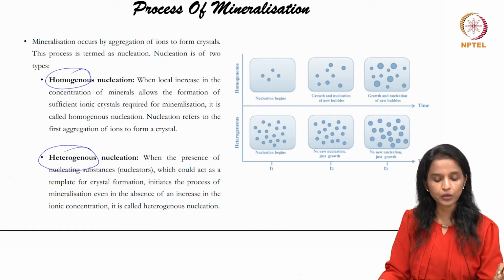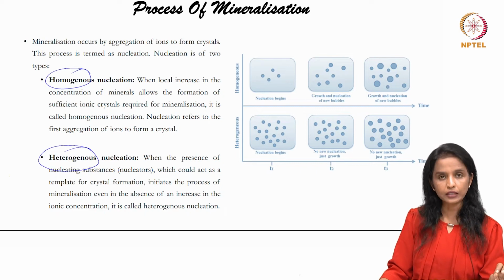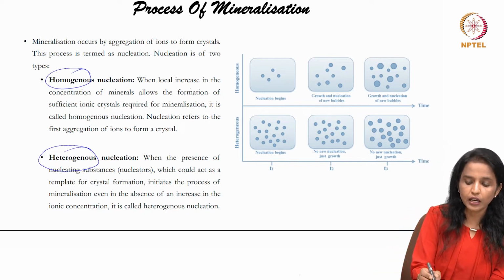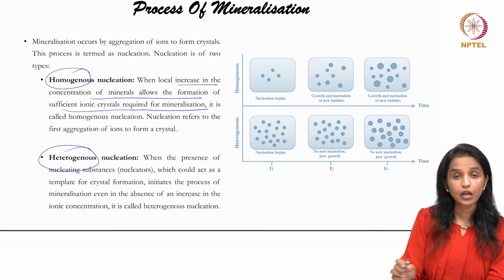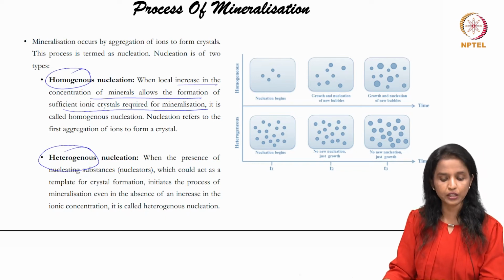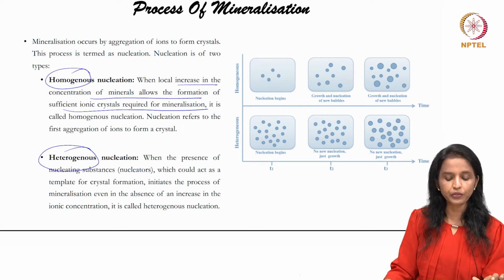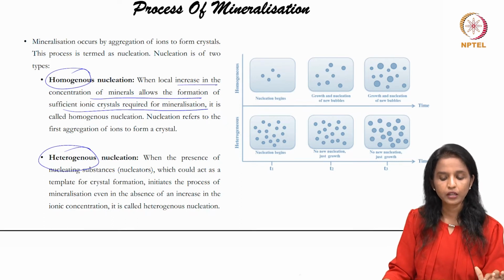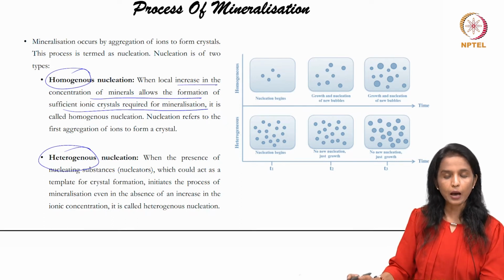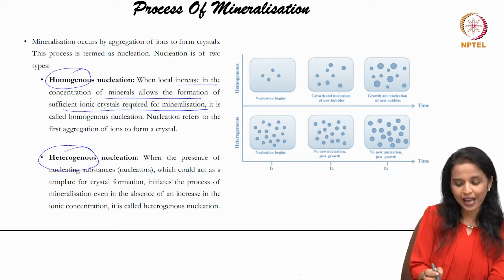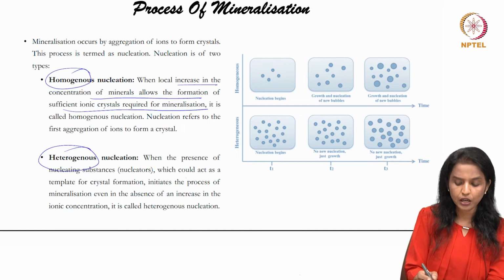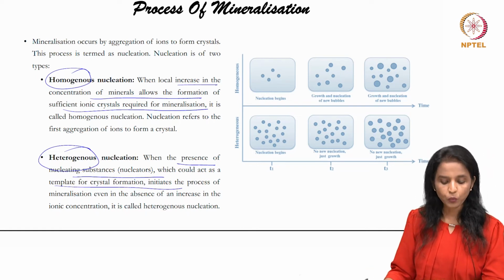So, homogeneous nucleation is very simple to understand. As the name suggests, it is the increase in the concentration of mineral, allowing the formation of sufficient ionic crystals required for mineralization. Nucleation refers to the first aggregation of ions to form a crystal. So, this happens because of a local increase in concentration of minerals. Then we have the heterogeneous nucleation, where the presence of nucleating substances is important, and that acts as a template for crystal formation.